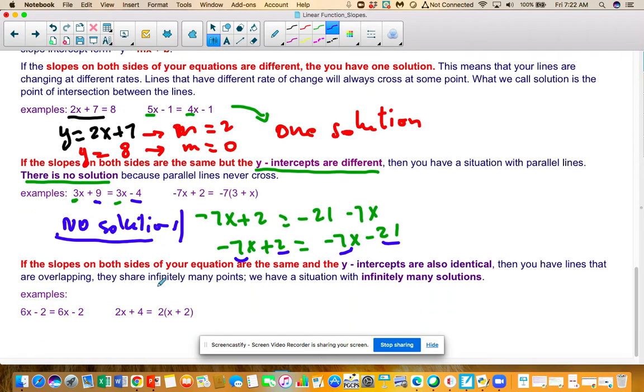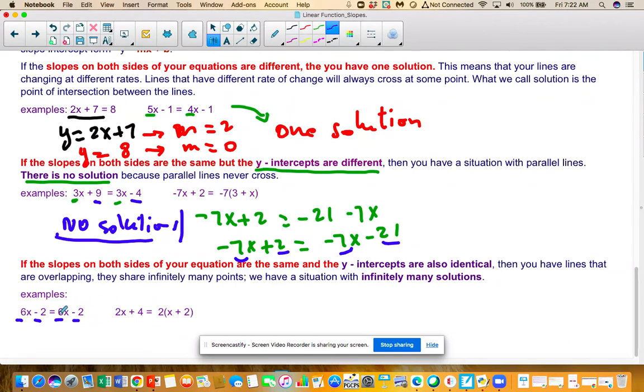Okay. Now, let's talk about the situation where you have the same y-intercept, same slope. Okay. So, same slope, 6. The slope is 6 right here. The slope is 6 right here. The y-intercept is -2 right here and -2 right here. They have the same slope, same y-intercept.